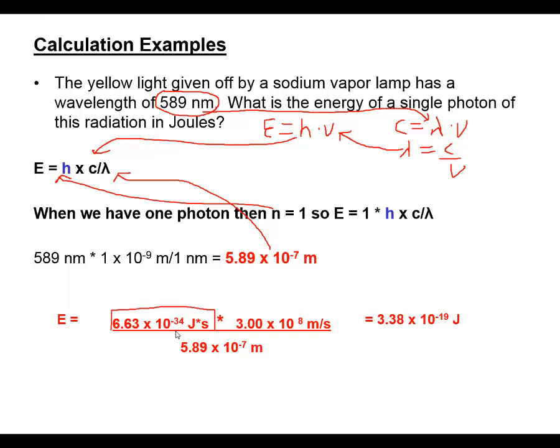Now if I multiply by the speed of my electromagnetic radiation, I have 3.00 times 10 to the 8th meters per second. My seconds will cancel, you see here. And if I divide by my wavelength, the Greek letter lambda, I'm dividing by 5.89 times 10 to the negative 7th meters. You'll notice that your meters will cancel, and you're going to end up with joules for the energy of this electromagnetic radiation as being 3.38 times 10 to the negative 19th joules for every particle of electromagnetic radiation, which is going to be called a photon. For every one photon.